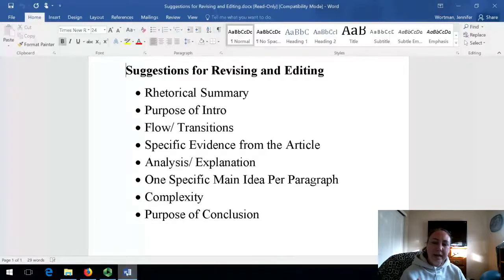Another thing, and this wasn't as consistent, but it was something I saw enough that I wanted to bring it up: make sure that you're giving yourself one specific main idea per paragraph. I think some of you are still trying to hold on to that 5-paragraph essay structure where you have an introduction, 3 body paragraphs, and a conclusion. I'm going to tell you straight up, let it go. There is no way that structure will work for this essay.